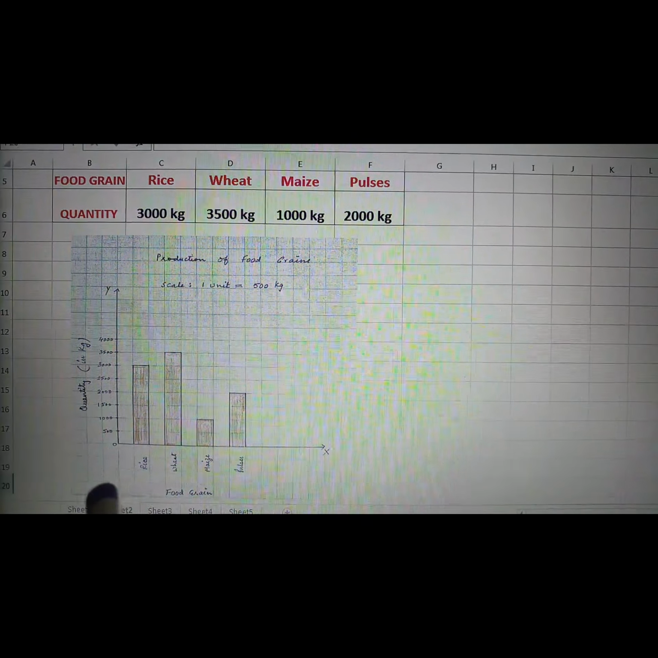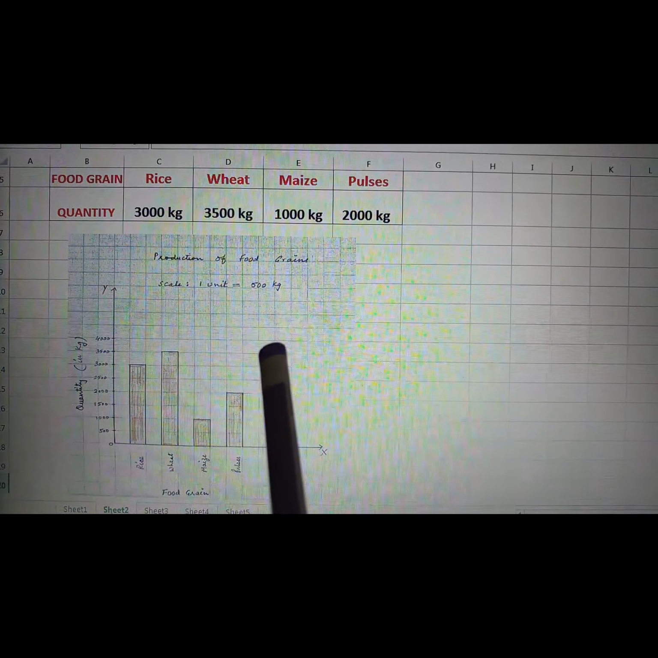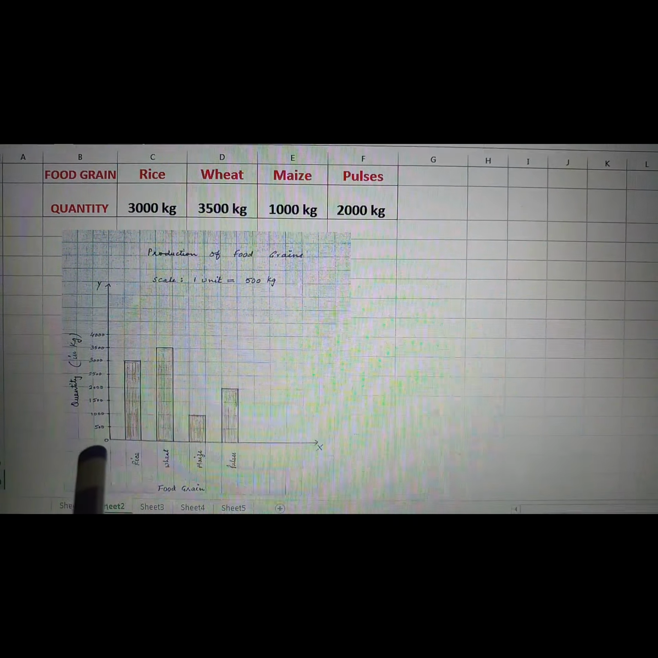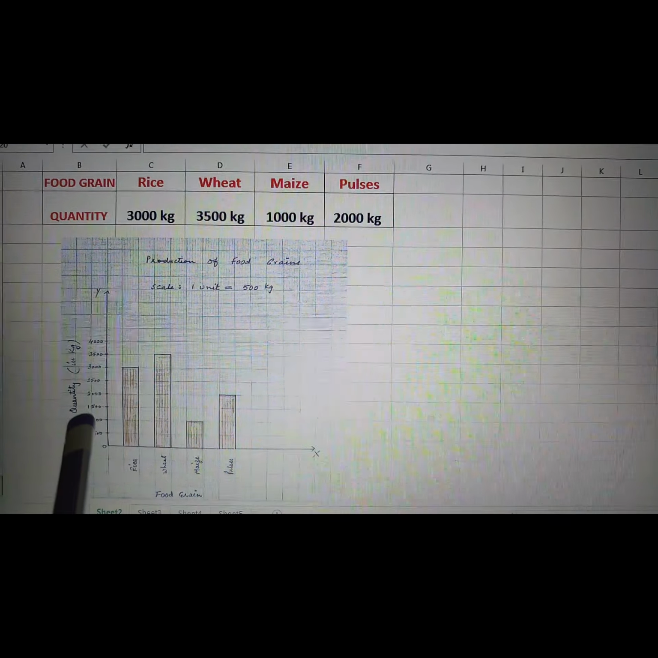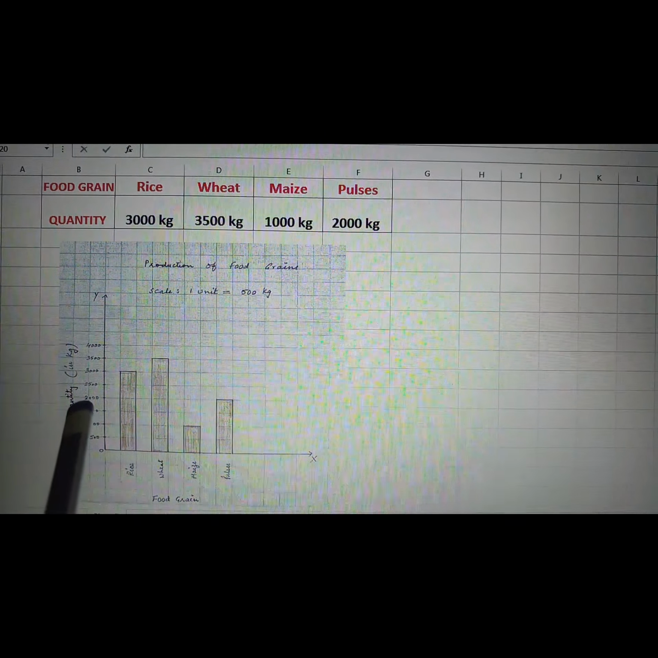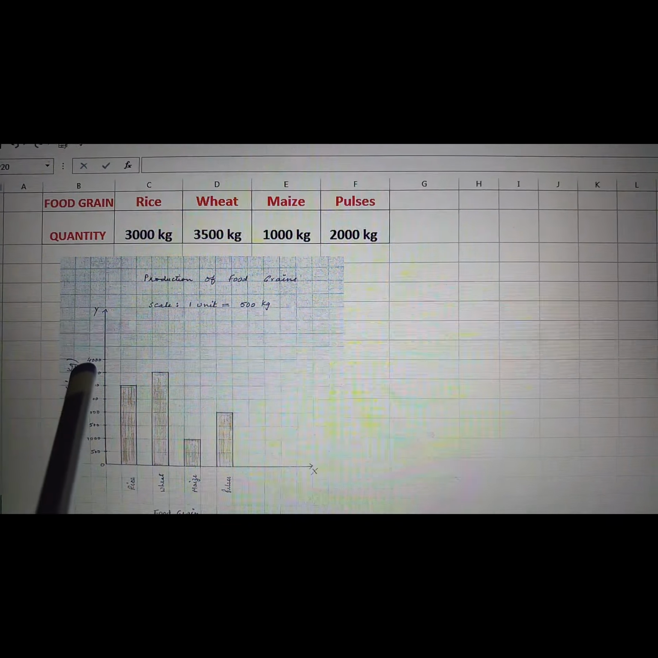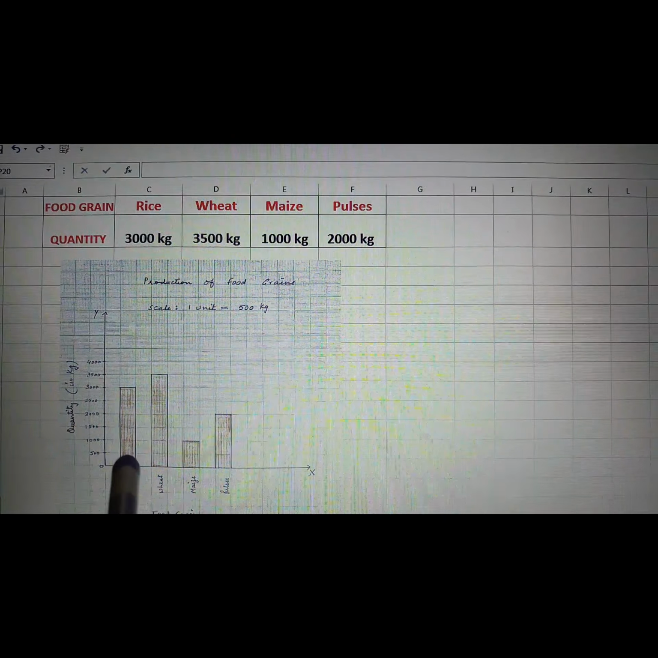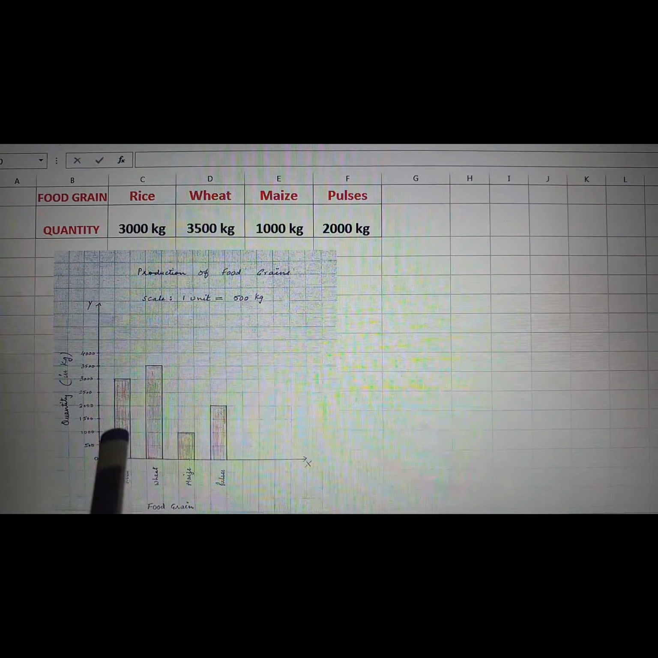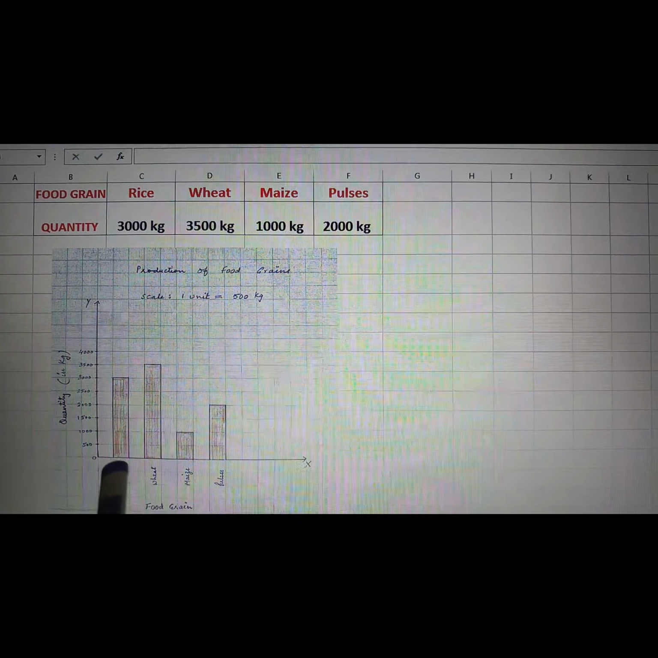On the basis of given data, we will draw a bar graph. Now scale is 1 unit equal to 500 kg. We will mark the points 500, 1000, 1500, 2000, 2500, 3000, 3500 and 4000. Now first of all rice. How much quantity was produced? 3000. We'll draw a rectangle up to 3000.